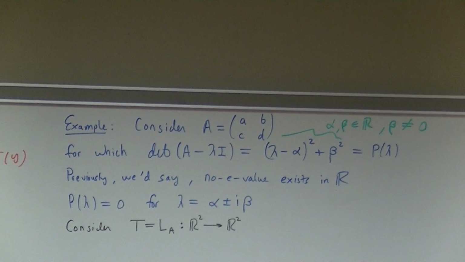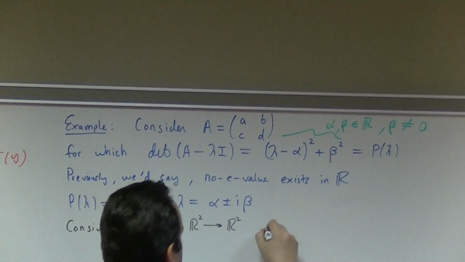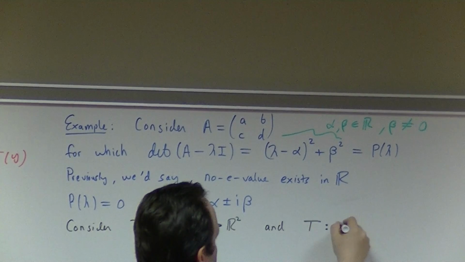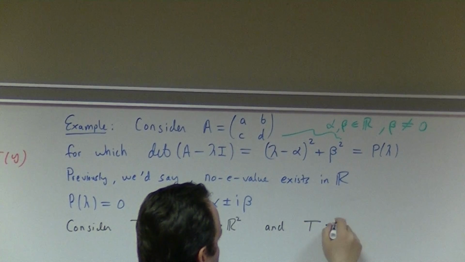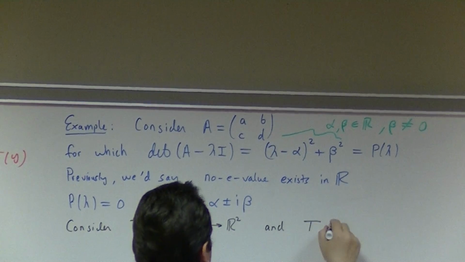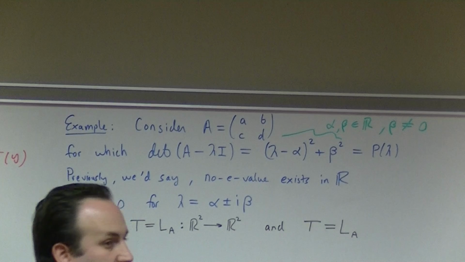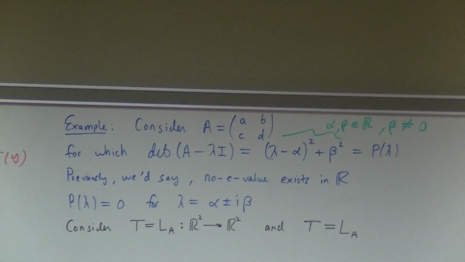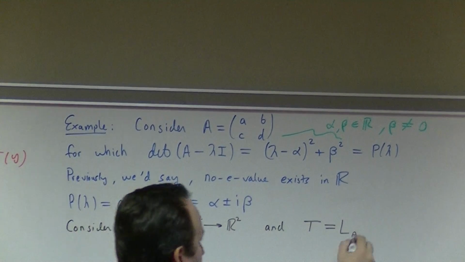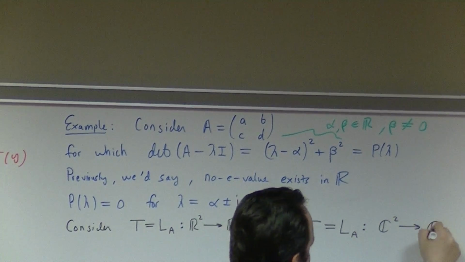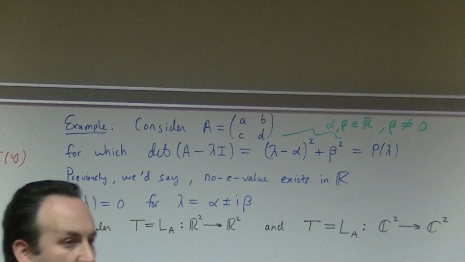But we can consider its complexification, right? Extending the variable to be complex, we have T, and by the way, the matrix is the same, right? So it's still T is equal to L sub A, even though I'm extending to the complex 2 space. The matrix doesn't change by the theorem we just proved.